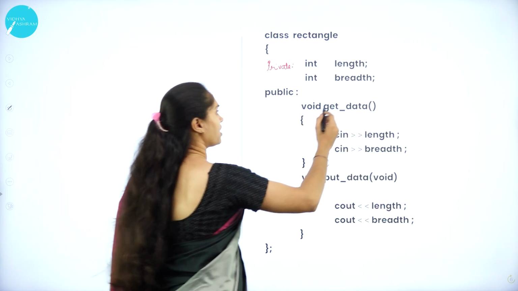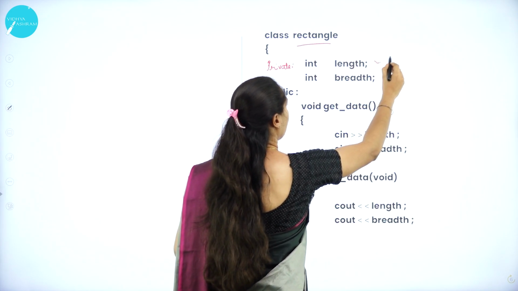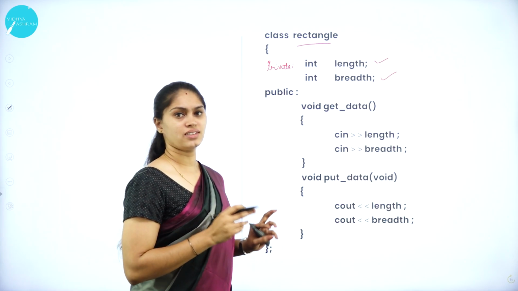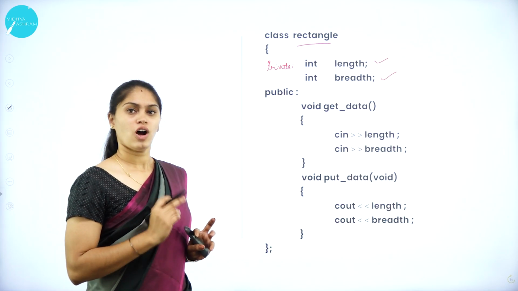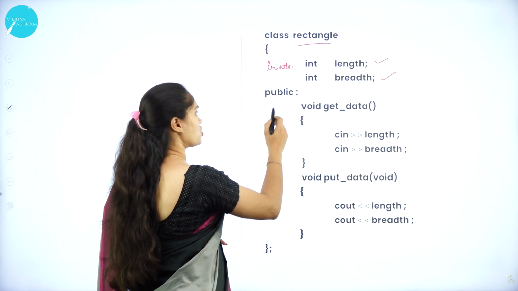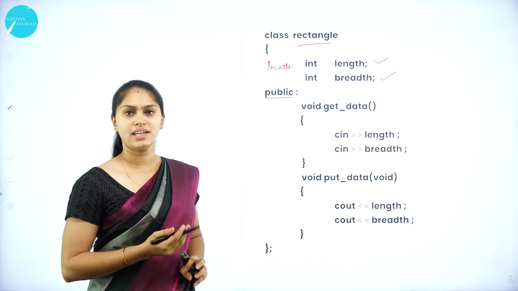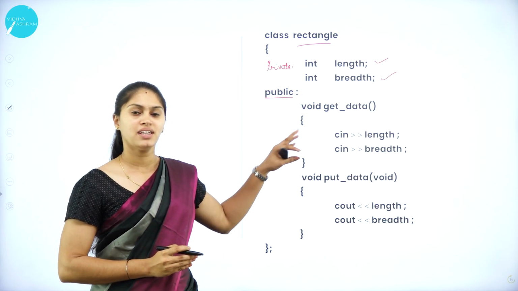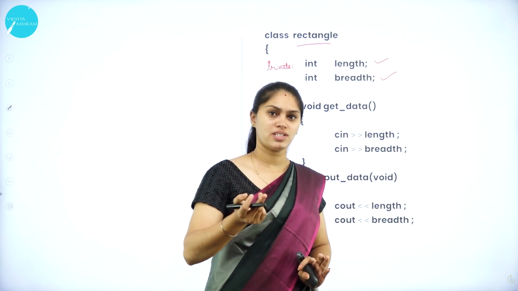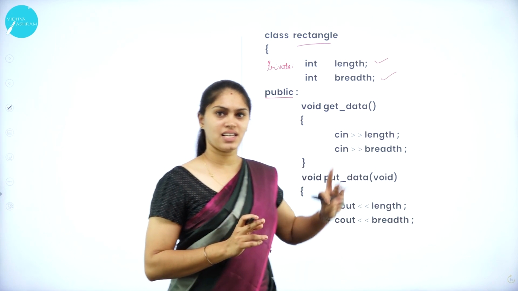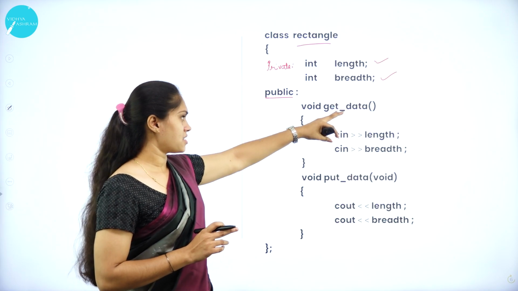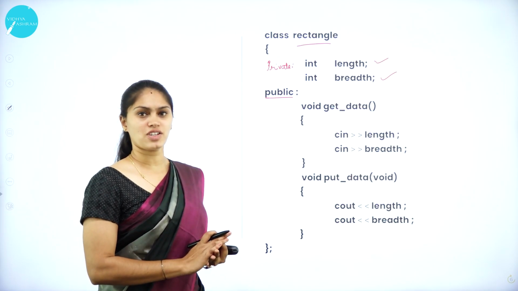Okay, so what are the data members of the class Rectangle? Length and breadth, of the data type integer. That means they will take integer values. Then coming to the member functions, they come under the public access specifier. If it is public, it can be accessed even outside the class definition. If it is private, then length and breadth can only be accessed by the getData and putData functions themselves.